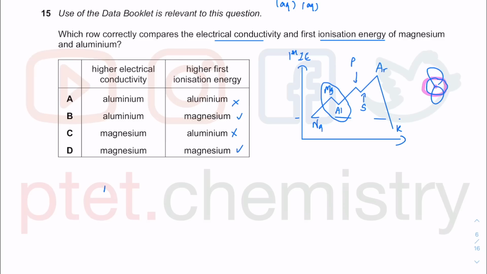We know that from sodium to magnesium to aluminium, conductivity depends on how many of these valence electrons you can delocalize.